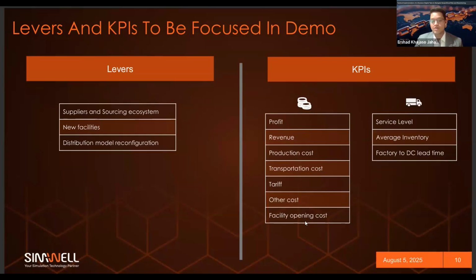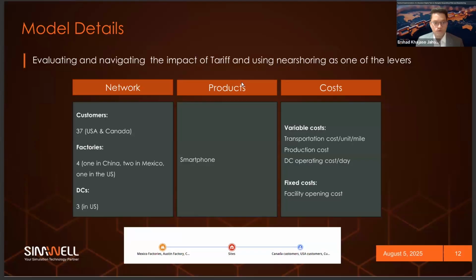So in some scenarios, we will be moving our production from a specific country where we already have the existing facility to another country. So the opening cost might be different for different countries. That we will see, and we will see the impact of these levers on the service level, the average inventory, and the lead time between the factory and the DC, how much it improves if we move from the existing baseline scenario to the nearshoring or new strategy that we are building. So we will see them one by one. Yeah. So we will move to the demo.